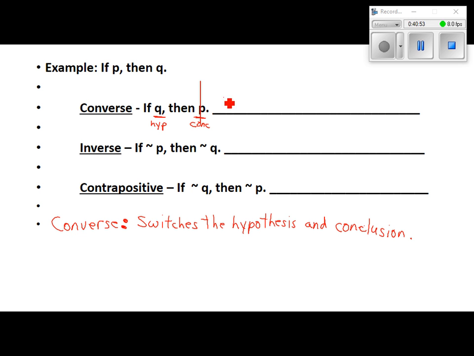The "if" is going to stay in the same spot. The "then" is going to stay in the same spot. And what does the converse do? It switches the Q and the P.